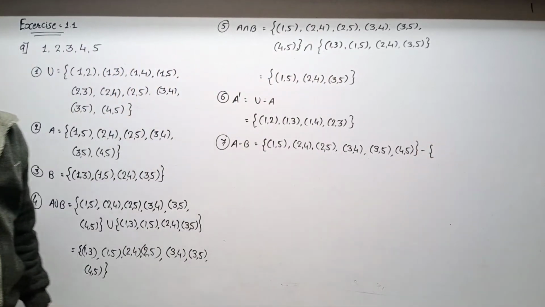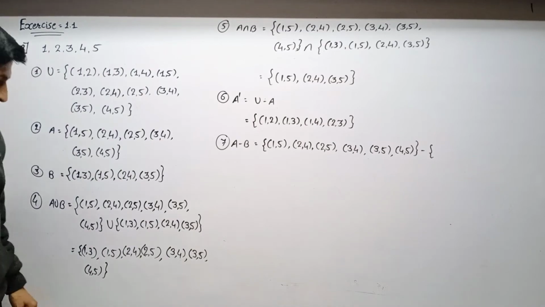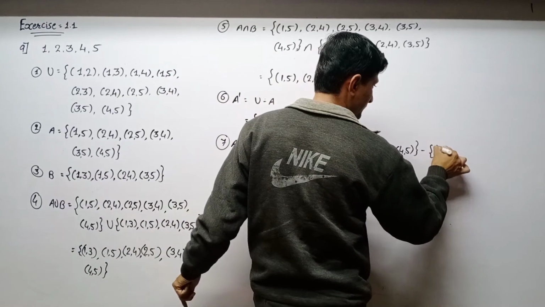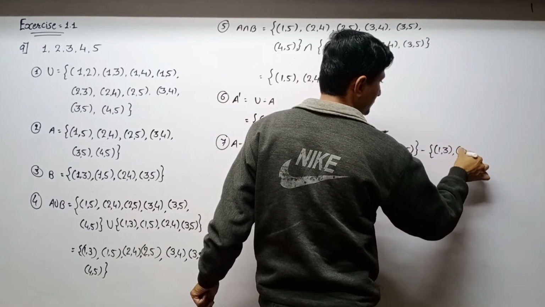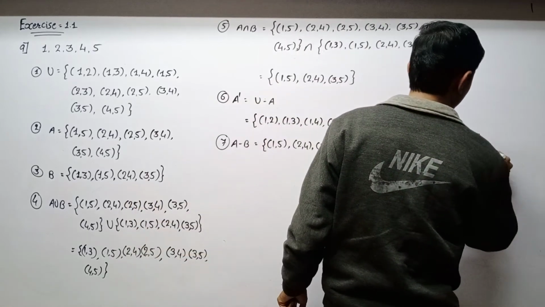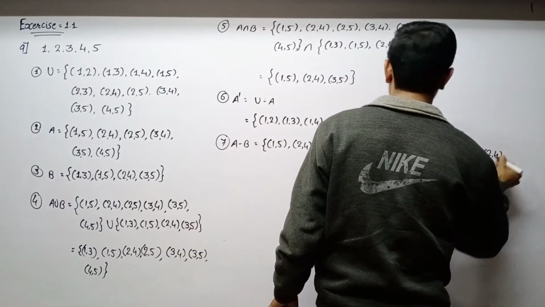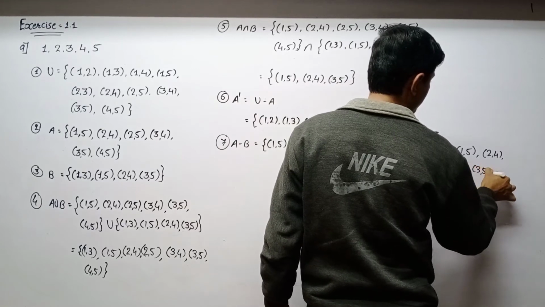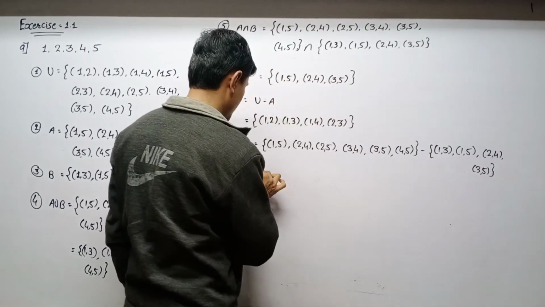Event B. All the members write down. So event B: 1, 3; 1, 5; 2, 4; and 3, 5. Okay, so your answer.